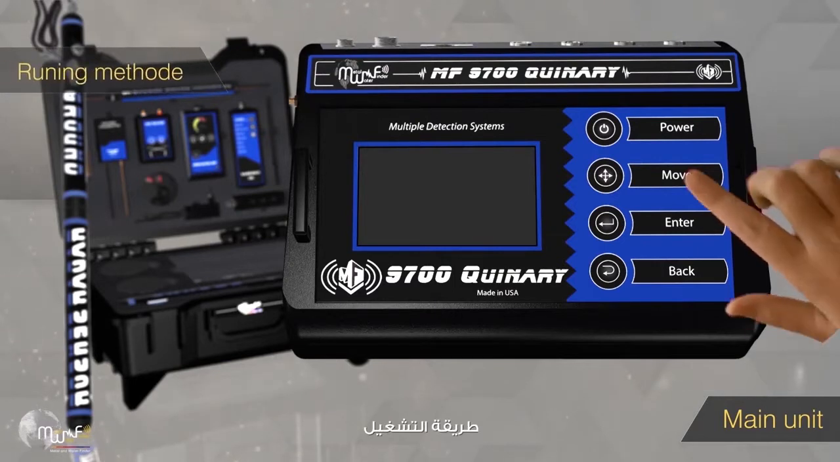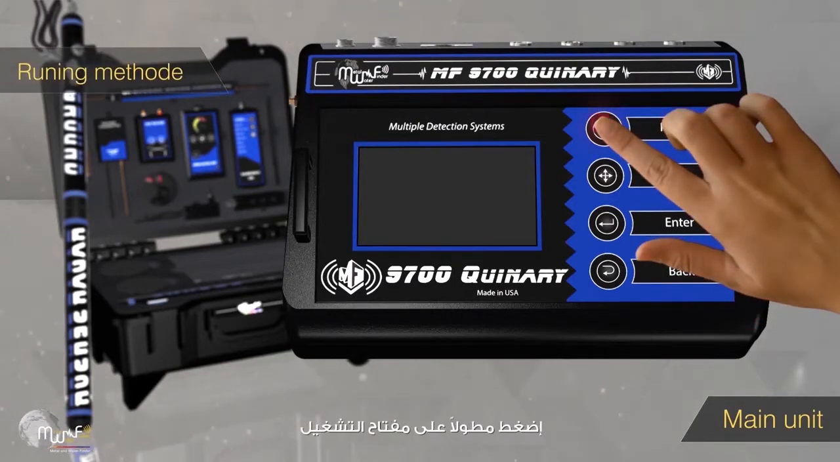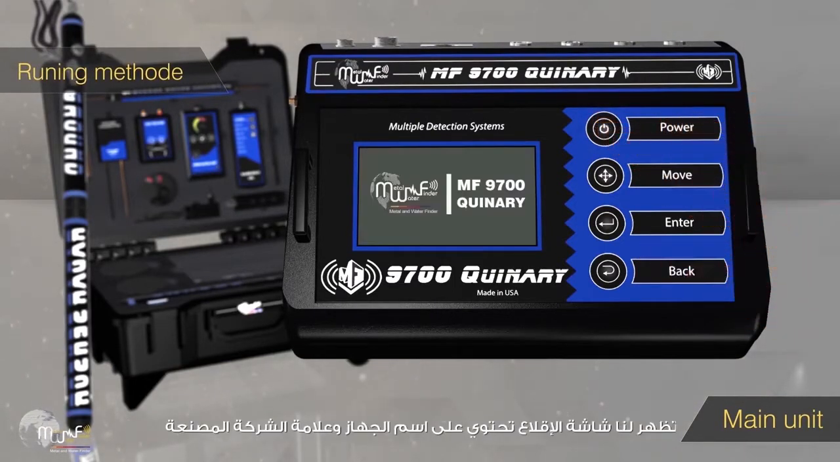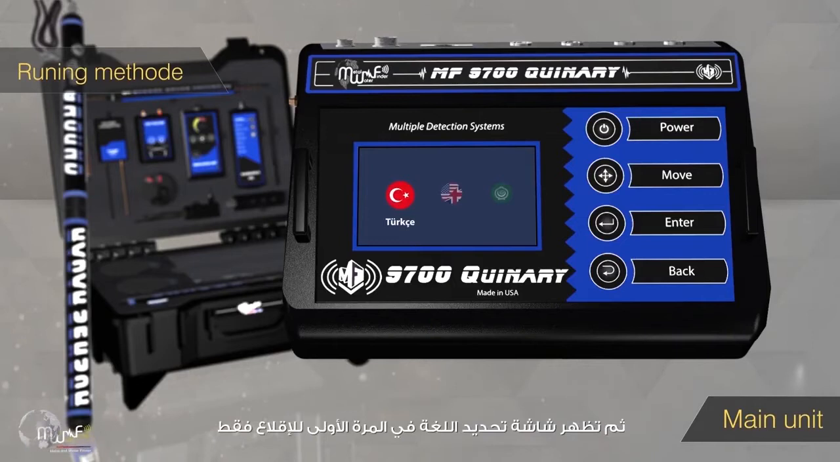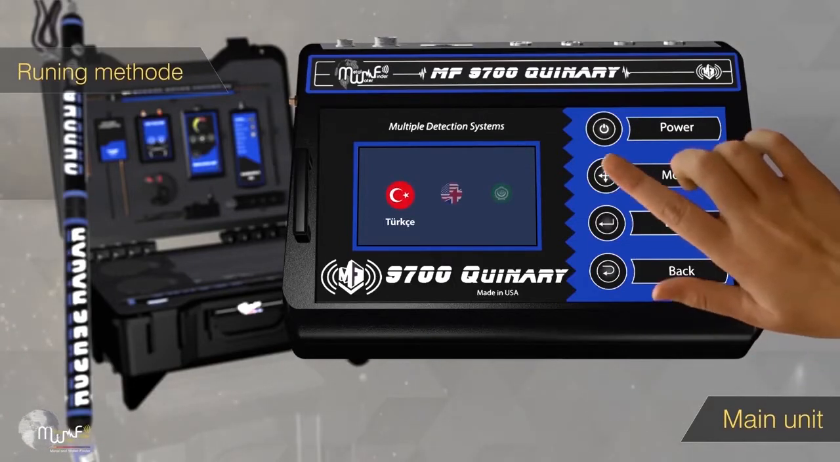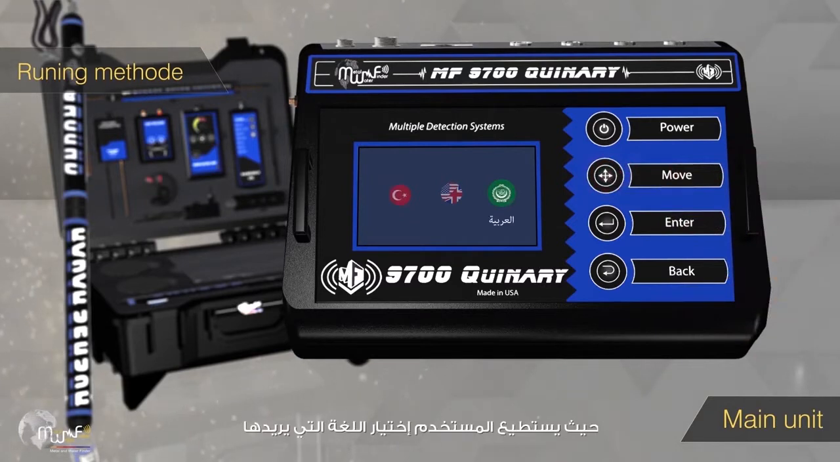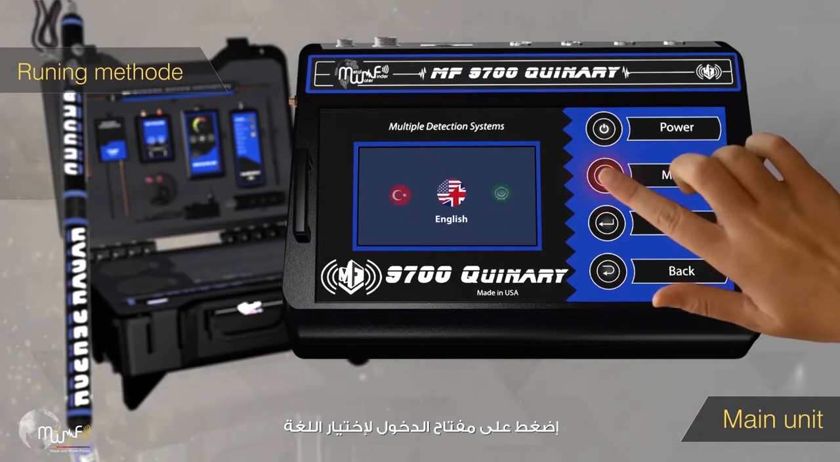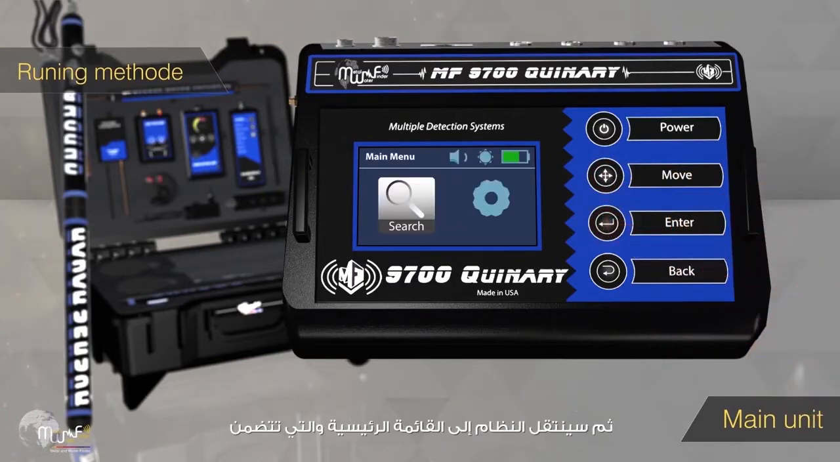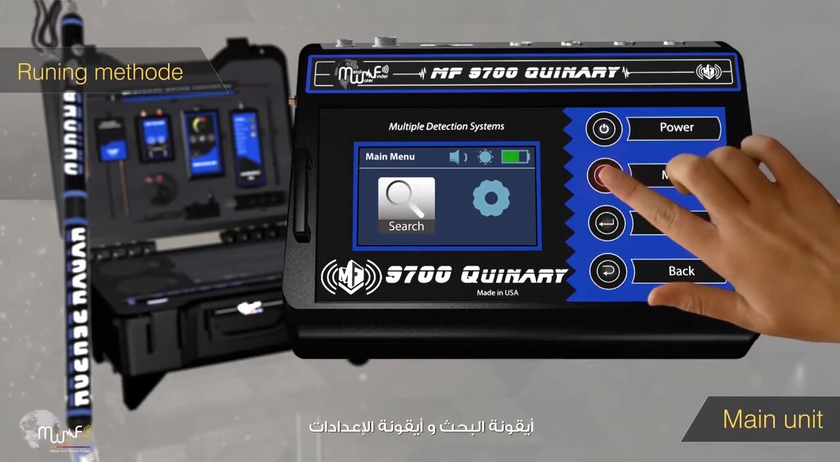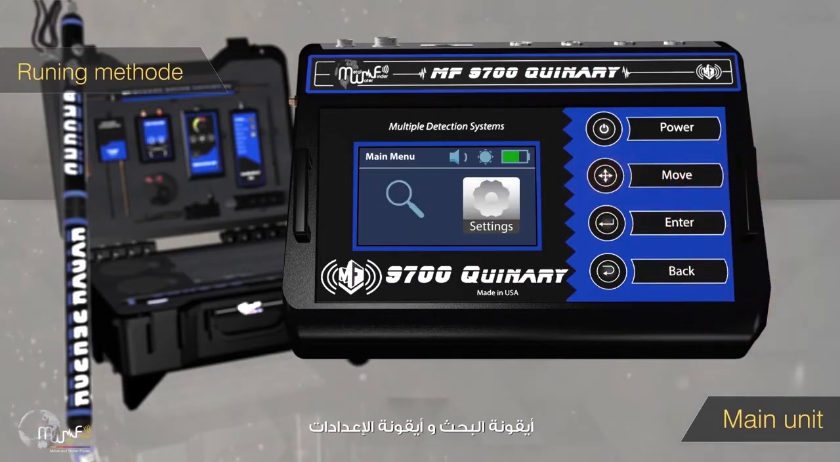Start operating. Press and hold on the power button. The boot screen will appear containing the device name and the manufacturer brands. Then the language selection screen will appear, which includes the languages supplied in the device, and the customer can request us the language they want. Press enter to choose the appropriate language. Then the system will move to the main menu, which includes the search icon and the settings icon.